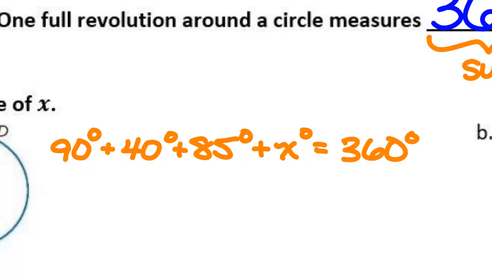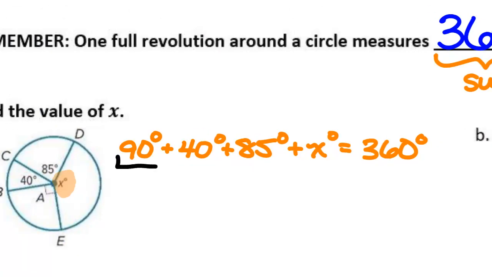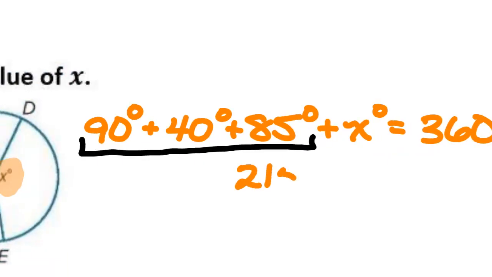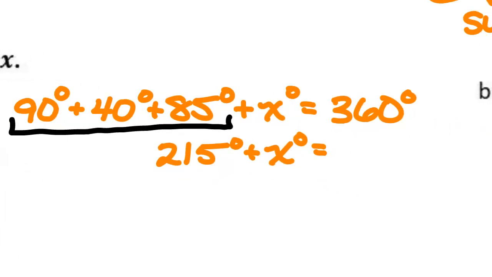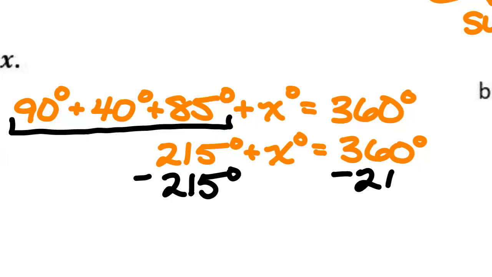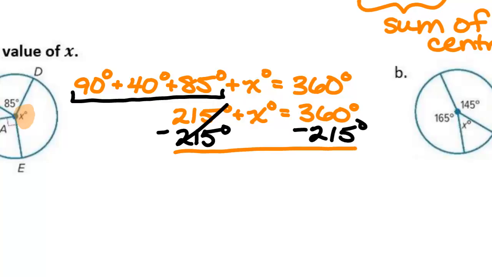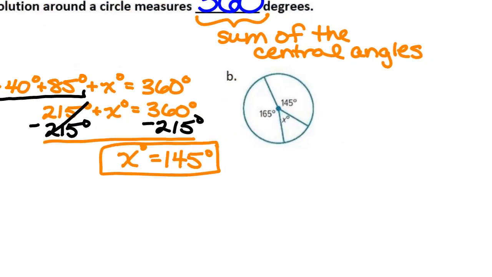So now we need to combine our like terms together. What do we get when we combine 90, 40, and 85 together? 215. So 215 degrees plus x degrees equals 360 degrees. Then I'm going to subtract 215 from both sides. And that means x is how big? 145.